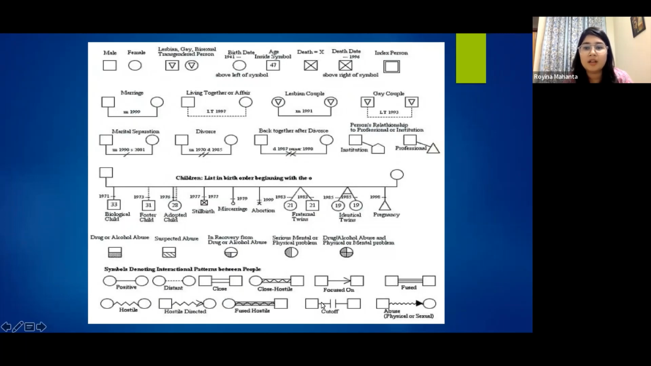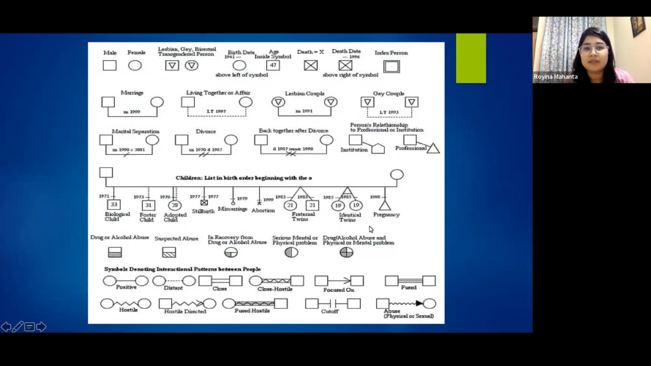And then there is cutoff, which is shown with this symbol. And if there is any kind of abuse, physical or sexual, we show it with this particular symbol. Then there is also drug or alcohol abuse, suspected abuse, in recovery from abuse. So these are the symbols used. Like I said, marriage is shown in this manner, where you can also write the year, and living together can be shown like this. And then if you look at children, if there is stillbirth, miscarriage, abortion, for each of these, you have symbols. If you talk about identical twins or fraternal twins, pregnancy, all of this can be shown using various symbols.